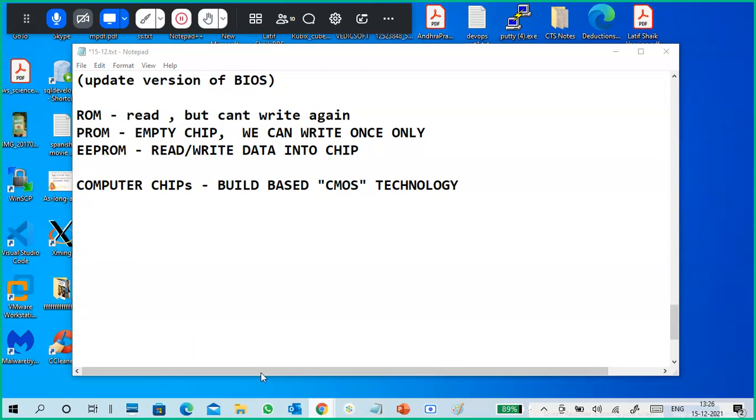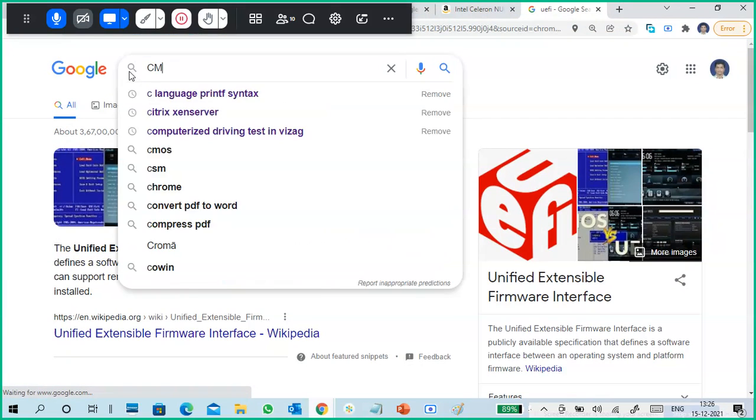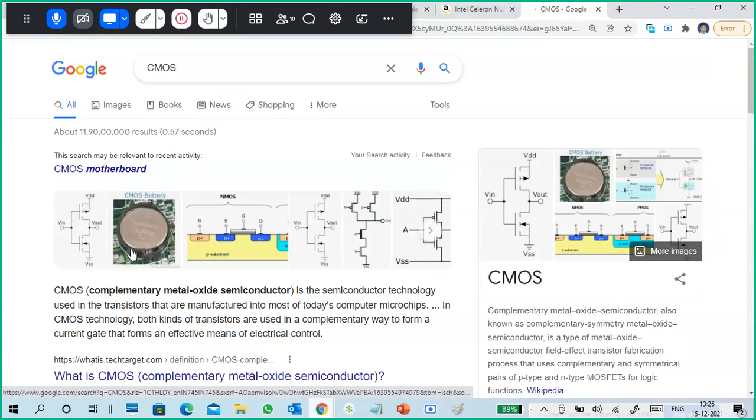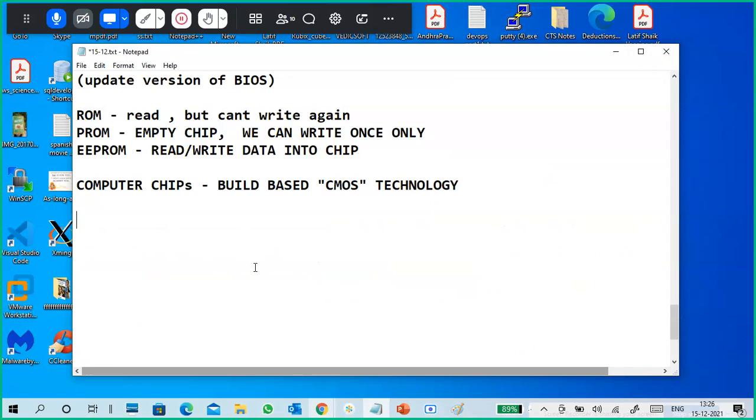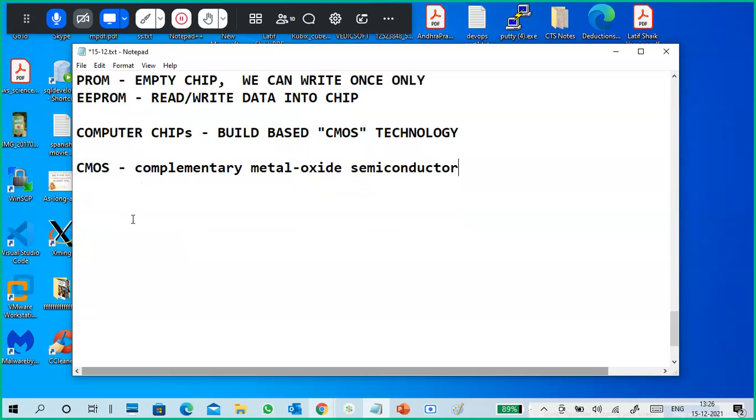It is nothing but a transistor. CMOS, complementary metal oxide semiconductor. That is CMOS. Actually CMOS is nothing but a transistor. Very simply said, CMOS is a transistor. If you want, I will explain.